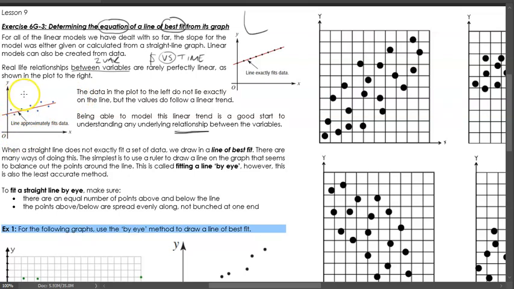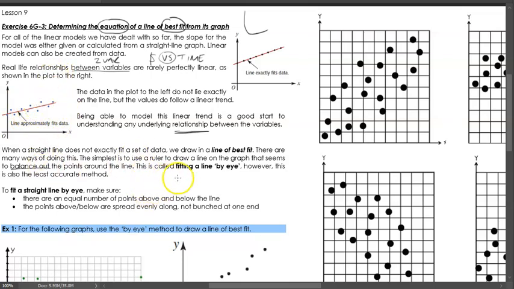Obviously, we're not going to draw a line up here or down there. We're going to draw a line that cuts straight through the middle of it. So when a straight line does not exactly fit a set of data, we draw a line of best fit, as I was talking about before. There are many ways of doing this, but the simplest way is to use a ruler and draw a line on the graph that seems to balance out the points around the line. This balancing out is very important because you have to take every single point that has been given to you into consideration.